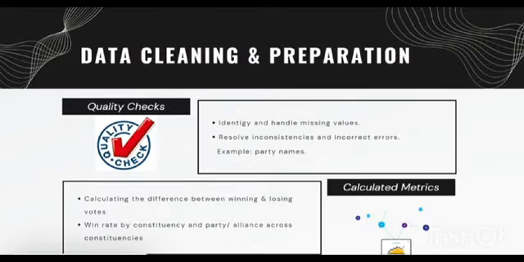Data cleaning and preparation. Quality check, missing values: identify and address any gaps in the data to prevent skewed analysis. Inconsistencies: standardize formats, for example party names and constituency codes, to ensure uniformity. Error correction: review data for anomalies and rectify inaccuracies. Calculated metrics, percentage margin: calculate the difference between winning and losing votes as a percentage. Win rate: determining the success rate of each party alliance across constituencies.